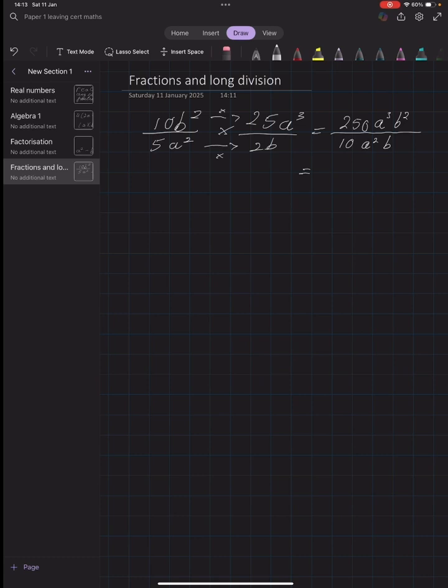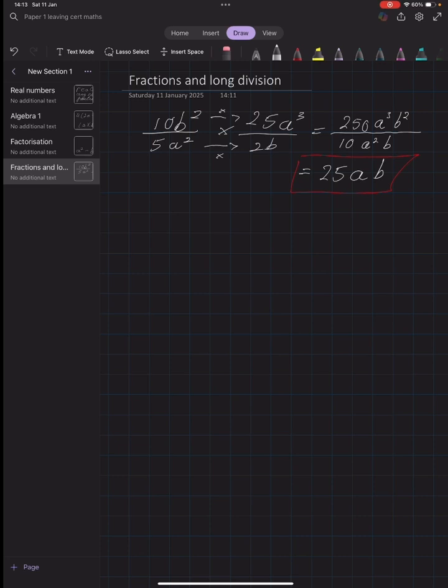Now, 250 divided by 10 is 25. A cubed divided by a squared is equal to a. And b squared divided by b is also just b. So that's your final answer for that. So that's how you do a problem like that. Okay?